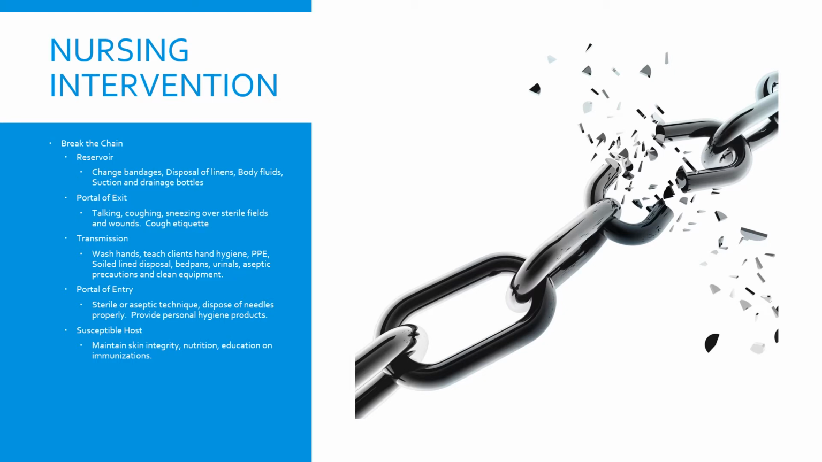When we're talking about the transmission, we want to make sure that we're always following our hand hygiene and washing our hands, whether we're using the antibacterial foam or we're using good old-fashioned soap and water. We want to make sure that we're teaching our patients and their visitors about proper hand hygiene, making sure that they're aware of the proper use of PPE if they're on isolation precautions. Make sure that the soiled linen is disposed of properly. Any bedpans or any urinals are handled using aseptic techniques.